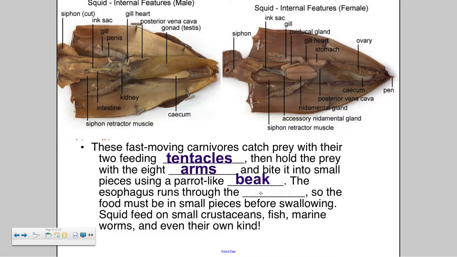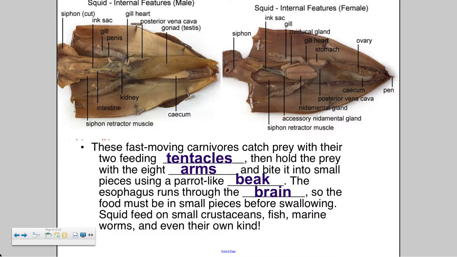What did I tell you? Very good, the brain. Pieces before swallowing. Squid eat a small crustacean. Good. Fish, marine life, and even their own kind. They will even eat little squid.